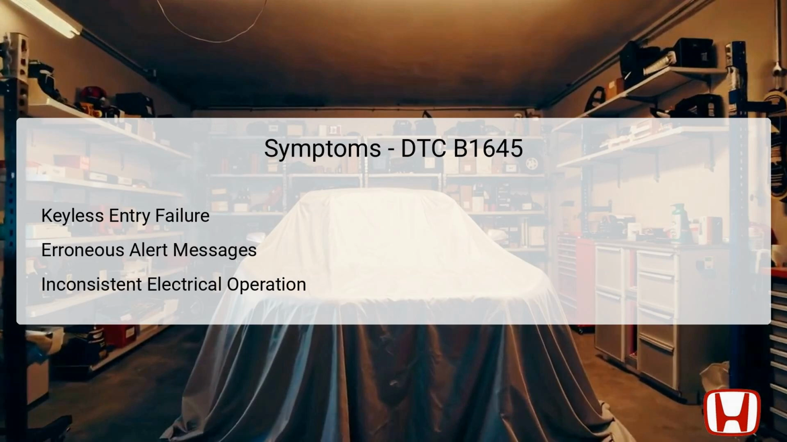Additionally, erroneous alert messages may appear on the dashboard, confusing drivers and obscuring other potential faults. Other symptoms may include inconsistent operation of electrical functions within the driver's door, such as window controls or locking mechanisms, directly tied to the driver's door LF antenna function. These symptoms cumulatively represent underlying wiring or component issues that need to be addressed.